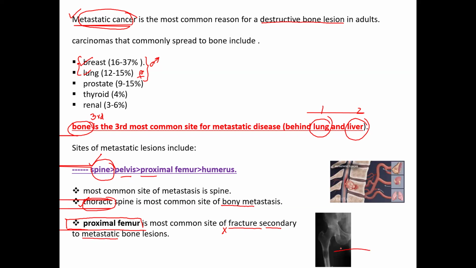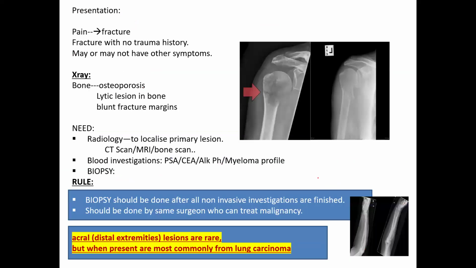So this proximal femur is the common site for the fracture, but the dorsal spine is the common site for metastatic lesion inside the bone. How will be the presentation in metastatic? So this point you need to remember.